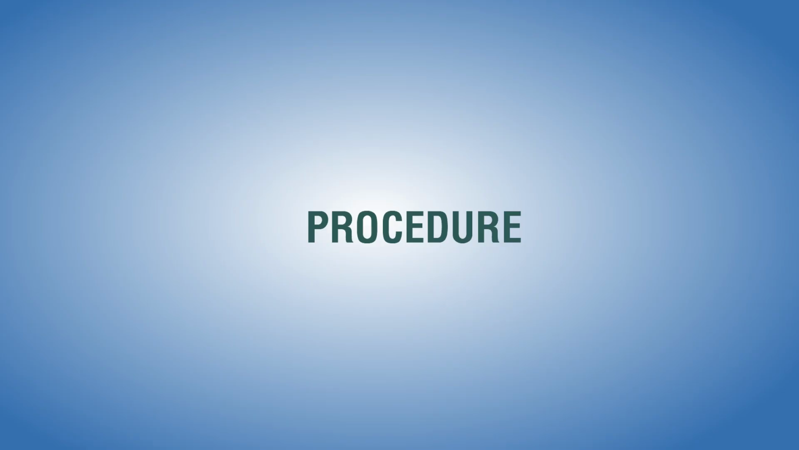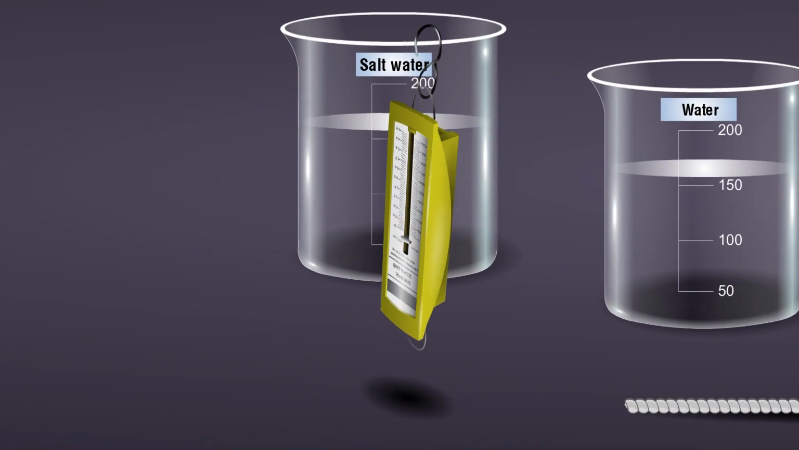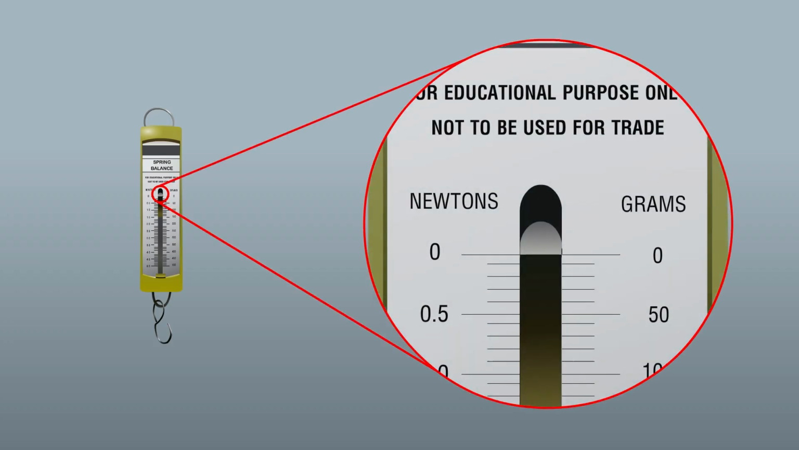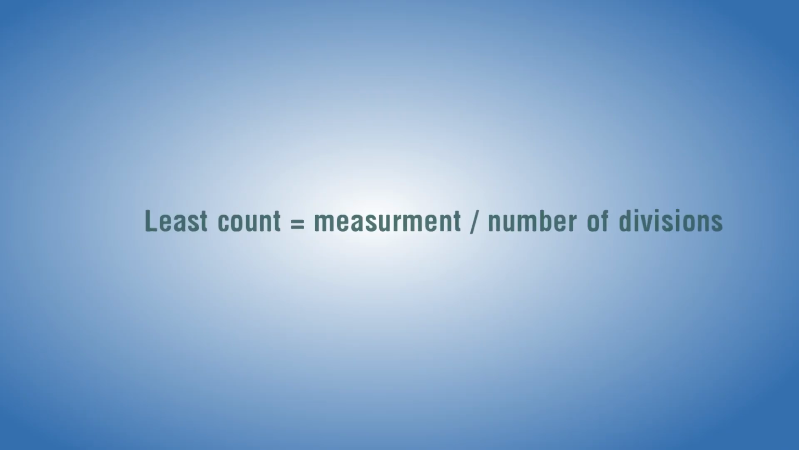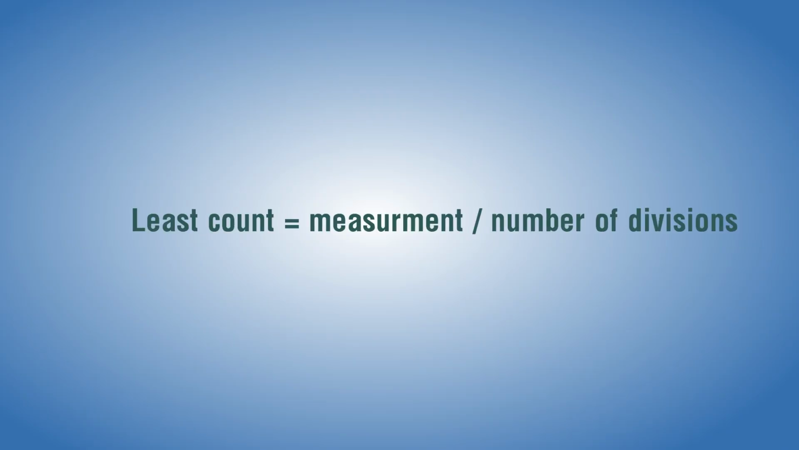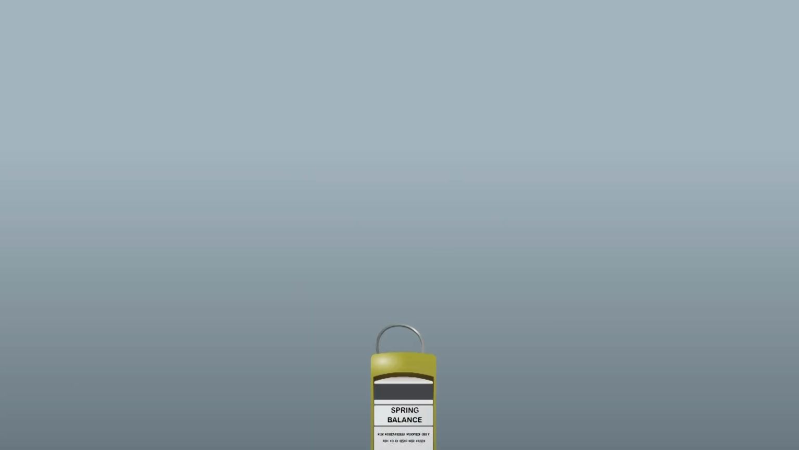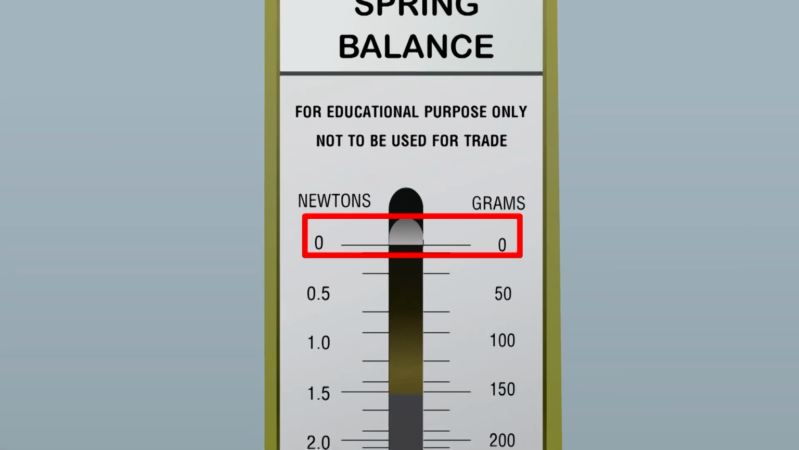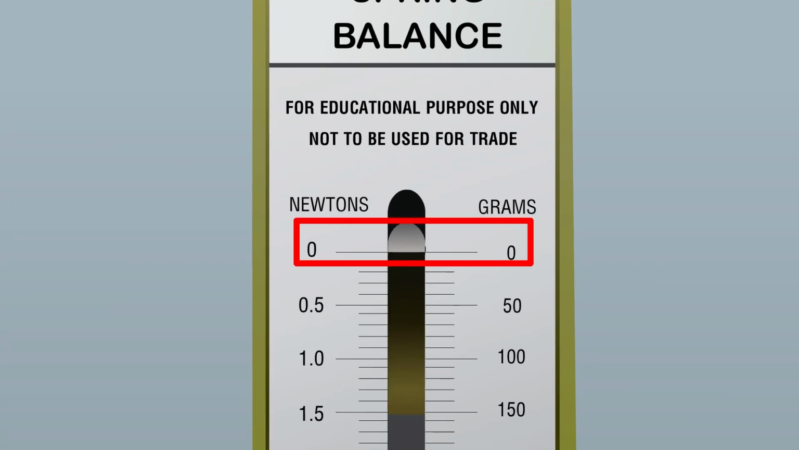Procedure: find the least count of the spring balance. The least count can be found by the given equation. Least count is equal to the measurement divided by number of divisions. Hold the spring balance vertically. If the spring balance does not have graduation marks in terms of Newton, multiply mass with acceleration due to gravity at that place. Ensure the pointer of the spring balance is at 0 mark.